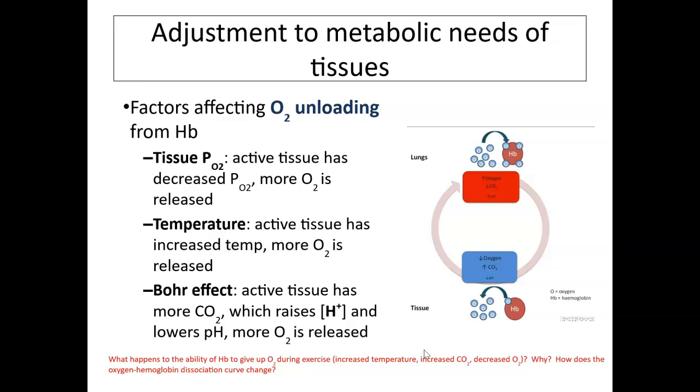So let's look at how this relates to the metabolic needs of tissues. Active, meaning oxygen-consuming, tissues have a decreased partial pressure of oxygen, therefore more oxygen gets released from the circulating blood. The temperature of active tissues is also higher, which leads to an increase in oxygen release. And lastly, there is the Bohr effect, which states that active tissue produces more carbon dioxide, which, if you recall the equation presented earlier in this unit, lowers pH due to the increase in hydrogen ions produced. This condition, too, will call for more oxygen to be released into the tissues.